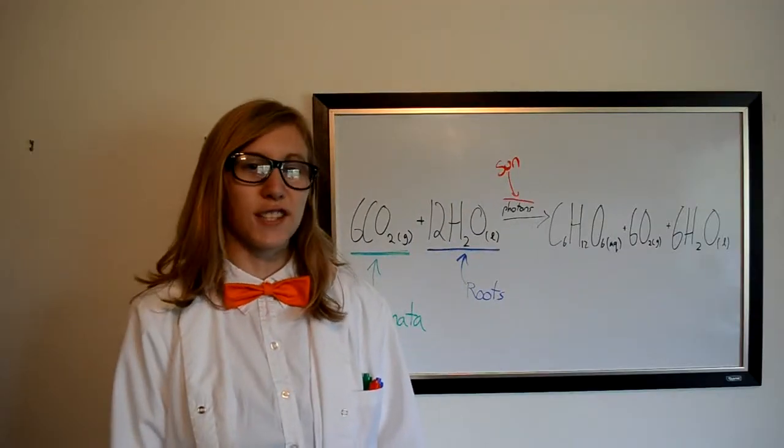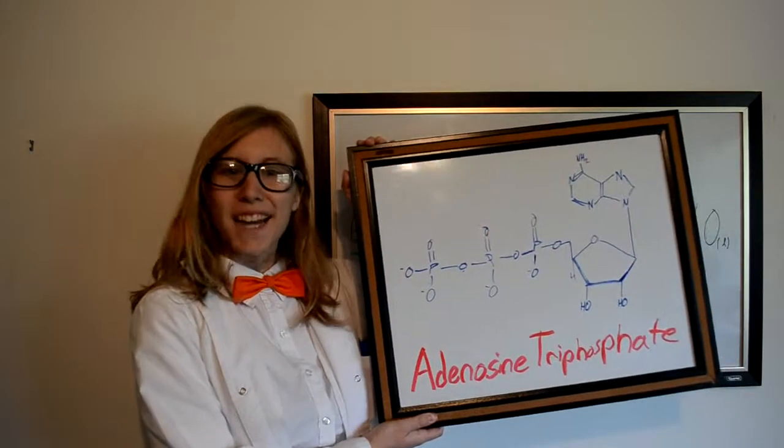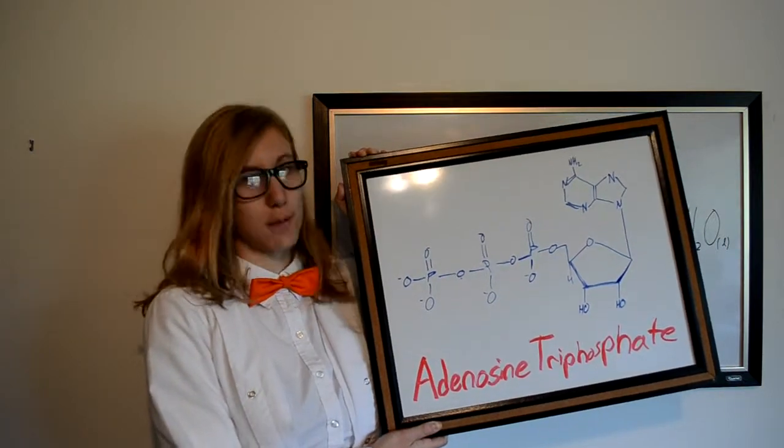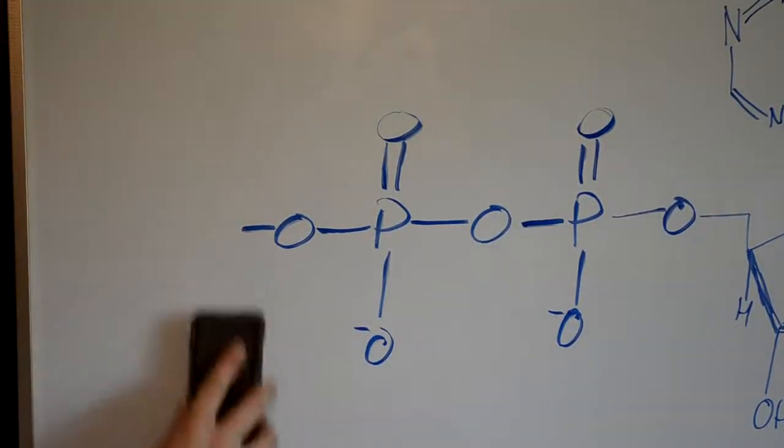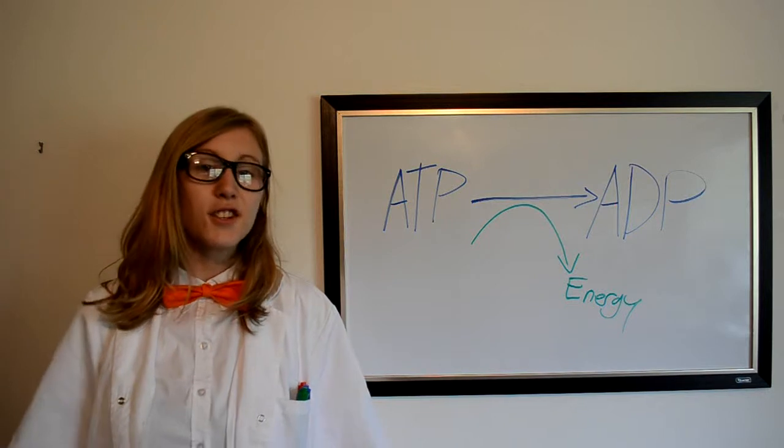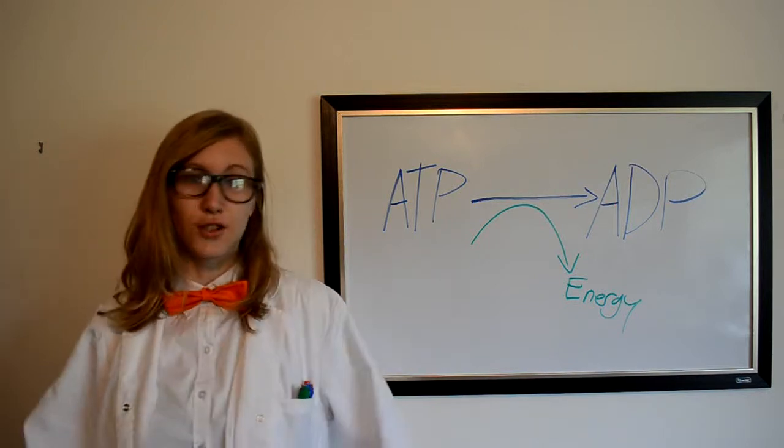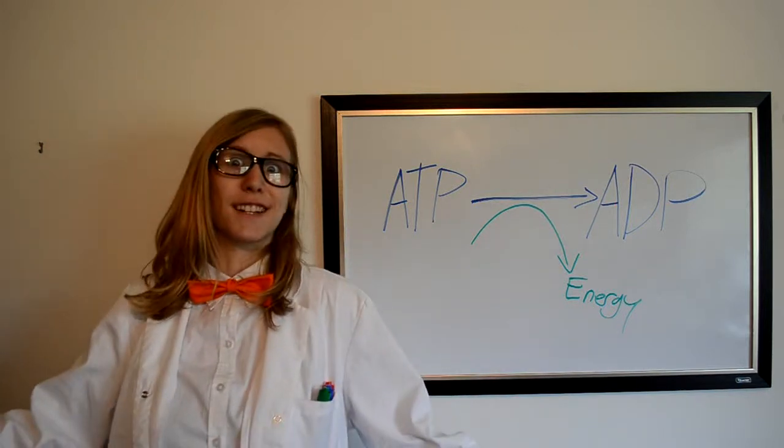Light energy is then used to synthesize adenosine triphosphate, ATP for short. This molecule is used for chemical energy. The phosphate groups can be broken off, which release energy. This energy is used for stuff like DNA replication, sugar synthesis, and pretty much everything.